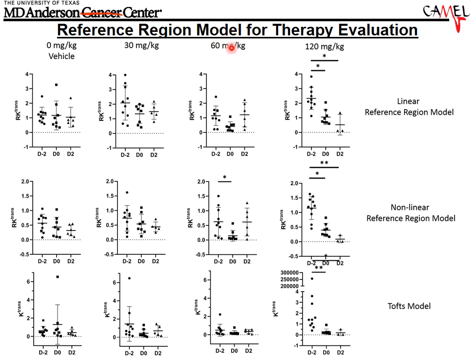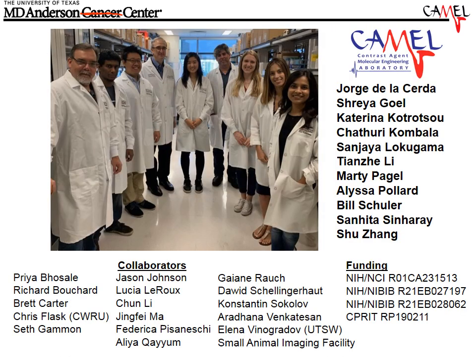At a more moderate concentration or dose of drug, we see a temporary effect where vascular perfusion decreases and then rebounds after 2 days. Now we see that with the linear and nonlinear reference region model. Again, the TOFS model really failed here. And then that's compared to no drug at all, which didn't see any effect, and even a very low amount of drug. We saw some response to the drug, but not enough to be statistically significant. So again, these reference region models work, and the linear reference region model is the easiest to perform.